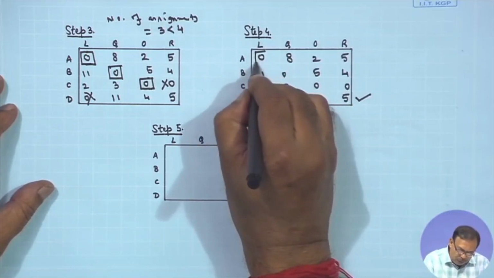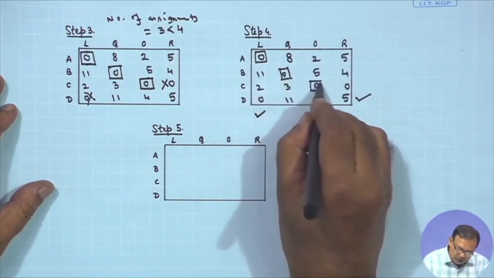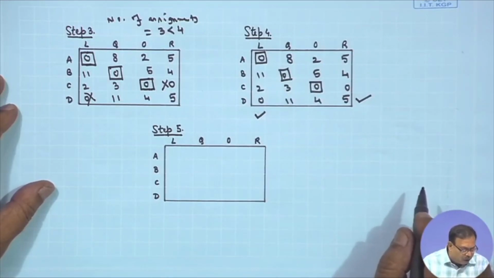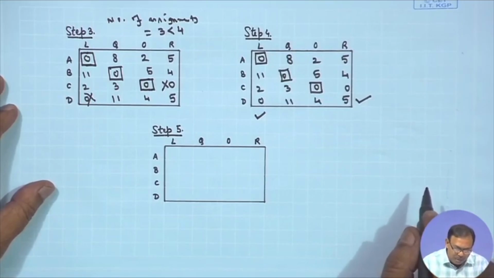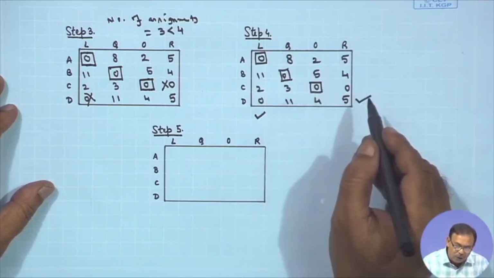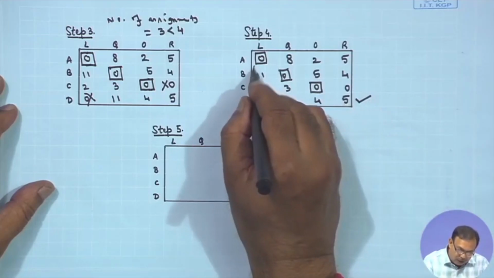Your occupancy was on this 3. Now, you draw a straight line through all unmarked rows and the marked columns. Please note this one: draw a straight line through unmarked rows and marked columns. Your marked column is this one.